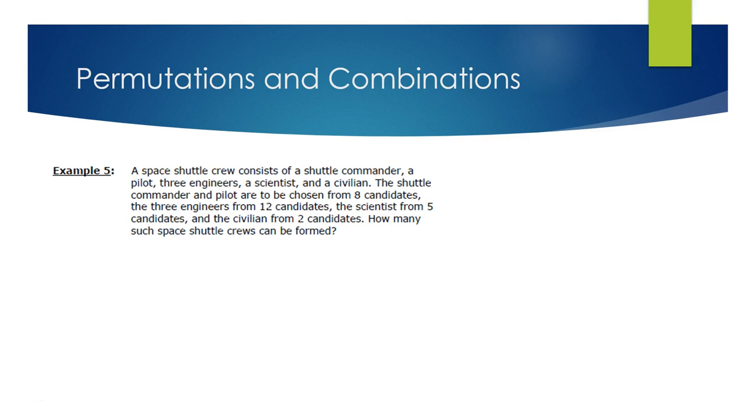From the rest, you're going to pick 3 engineers from the engineer group. You're going to pick 1 from the scientist group of 5, and you're going to pick 1 from the civilian group of 2. So how many different space shuttle crews can be formed based off of this information? So take a moment and work out the problem, and we'll go over it momentarily.